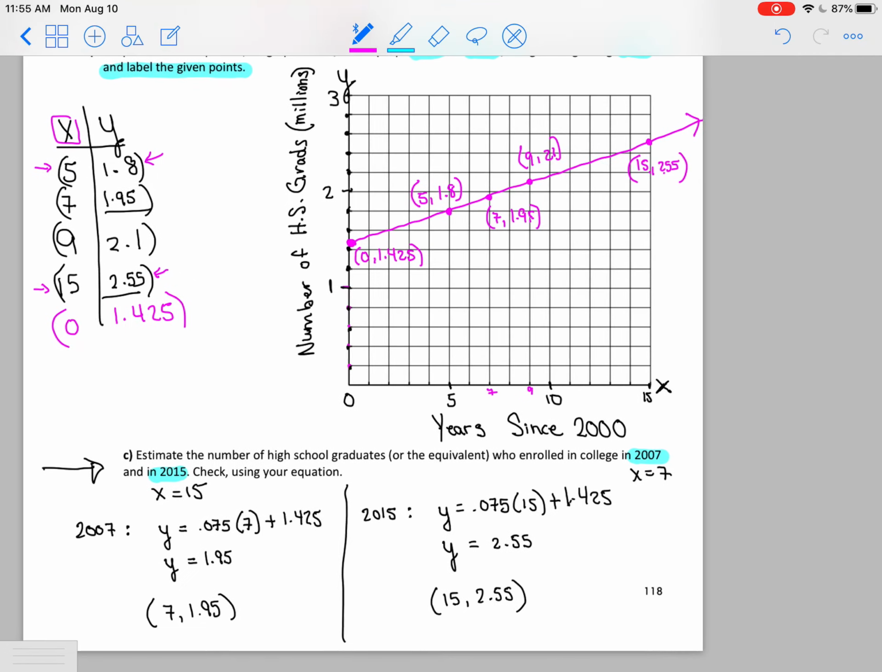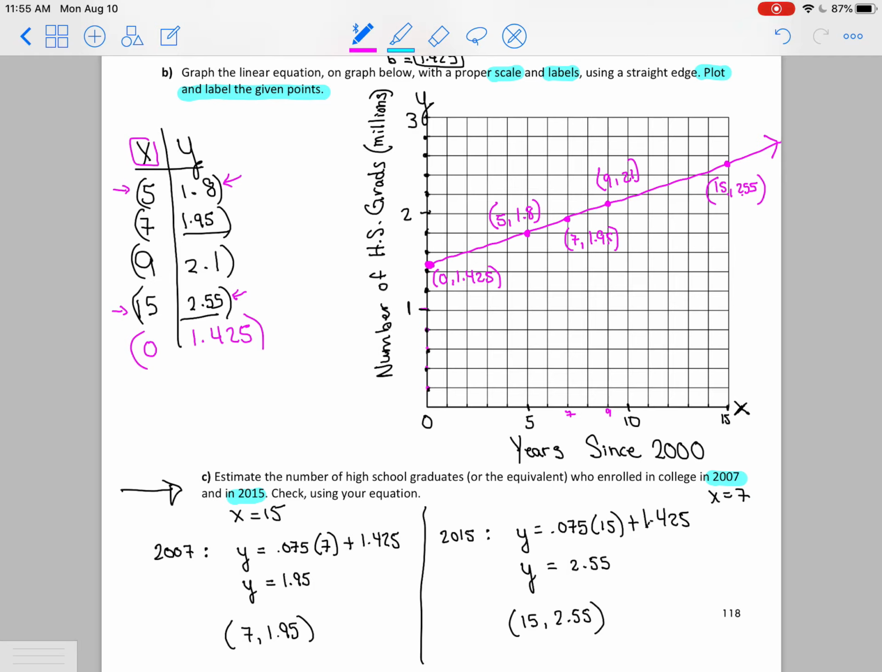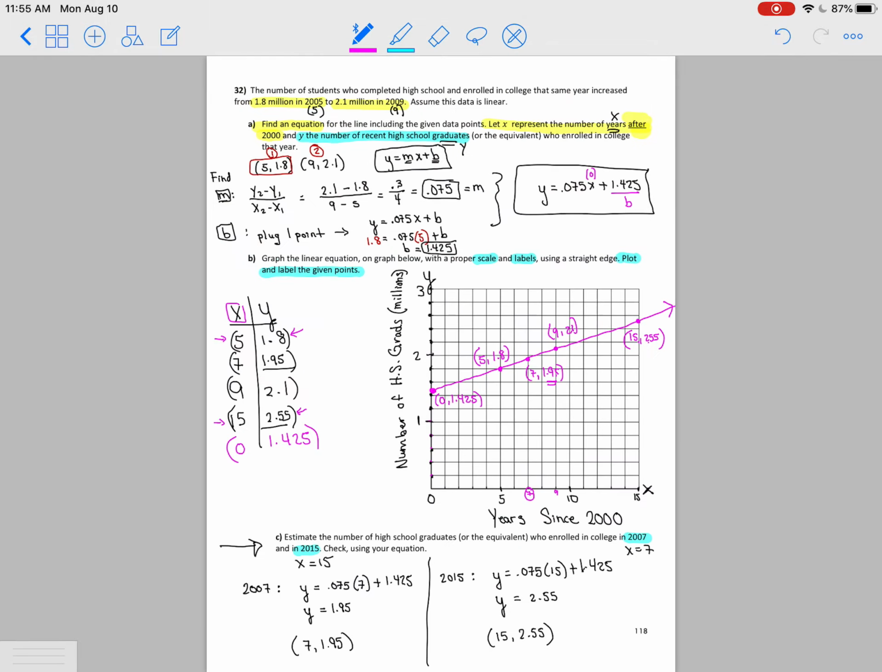And of course, if you had done C at the end, you would have done some estimating. You would have gone up here at your x is equal to 7, and you probably would have said, well, I don't know, at 2007 it's almost 2 million, which is about what we get, 1.95, and in 2015 it's about 2.5 million, which is about what we got. So it's up to you kind of how you want to do that. I just recommend the T-table because it is very valuable to figuring out kind of your scaling and your dimensions.